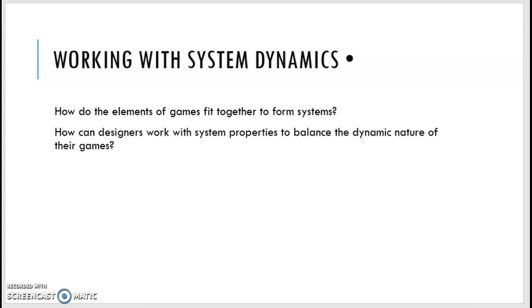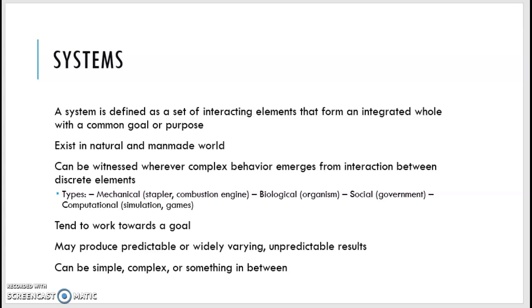So how can designers work with system properties to balance this dynamic nature? That is everything that systems are about. A system itself is a set of interacting elements that form an integrated whole with a common goal or purpose. Since a game has a common goal, a purpose and an objective, and it's a set of interacting elements that are formal and dramatic, it fits the description of what a system is. Systems exist in the natural world and in the man-made world, like the rainforest system, and your gas-powered engine has a system, an electrical system. They can be witnessed wherever you have several elements that need to interact in order to produce or do something else with a common goal.